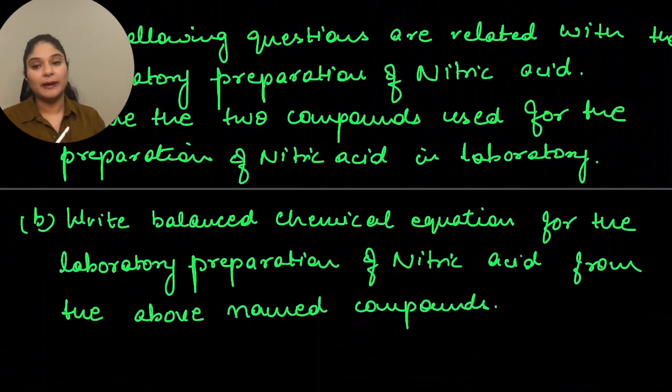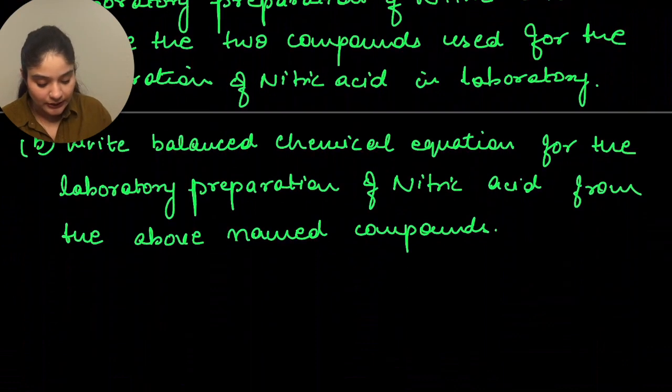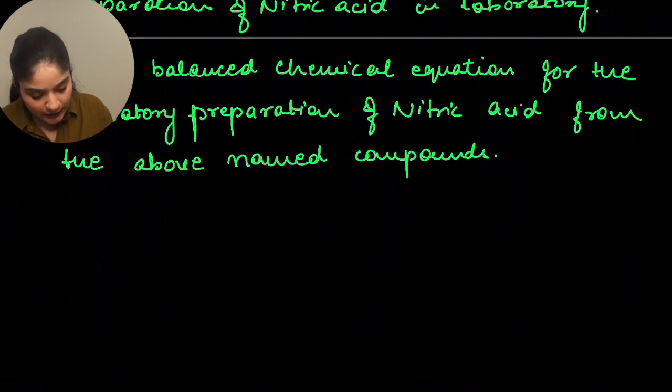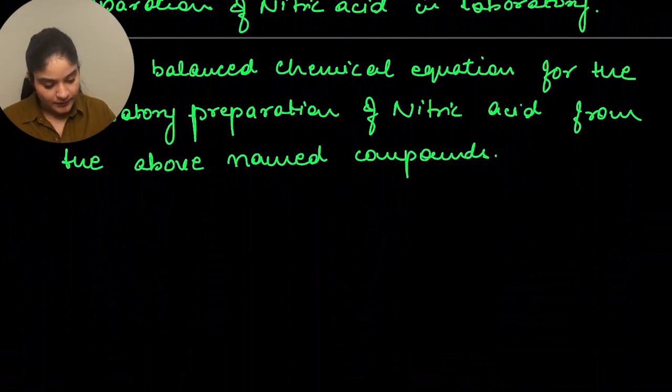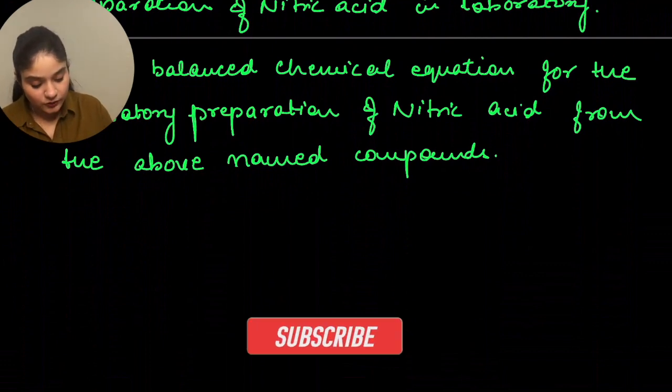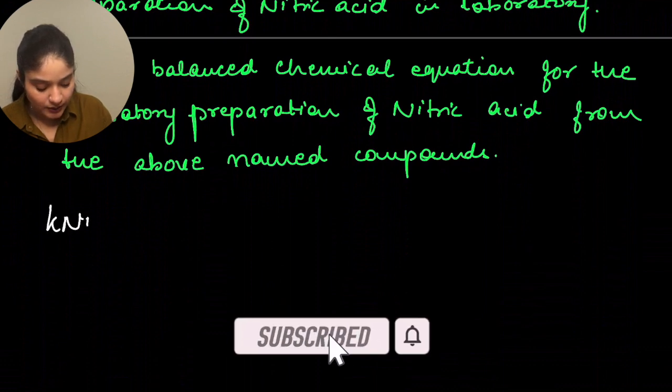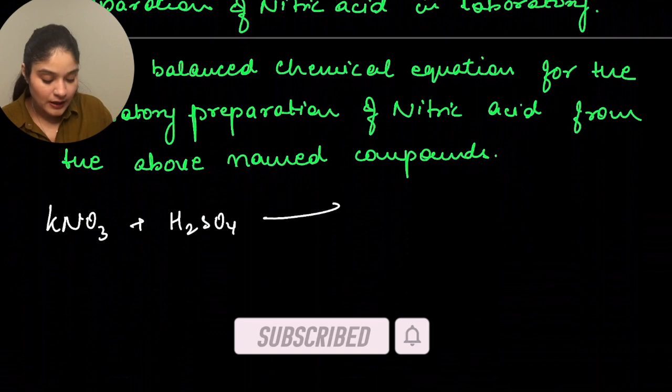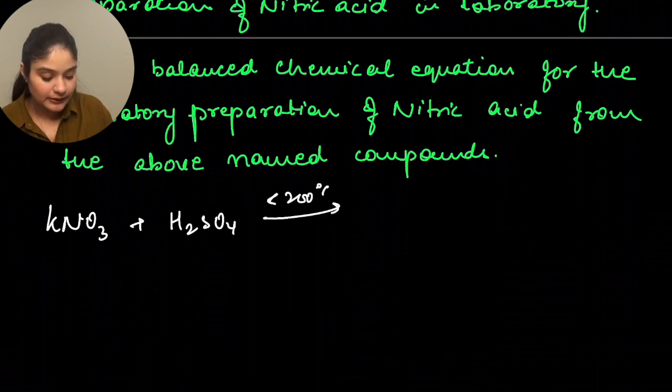The next is, write the balanced chemical equation for the lab preparation of nitric acid from the above named compounds. So you can pick up anything. If you have written potassium nitrate in the first answer, then use that equation, otherwise use the second one. So I'm just going to write the potassium one right now. So the potassium one would be KNO3 plus concentrated H2SO4 at temperature below 200 degrees Celsius.